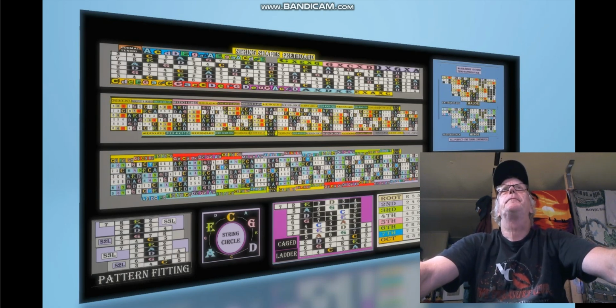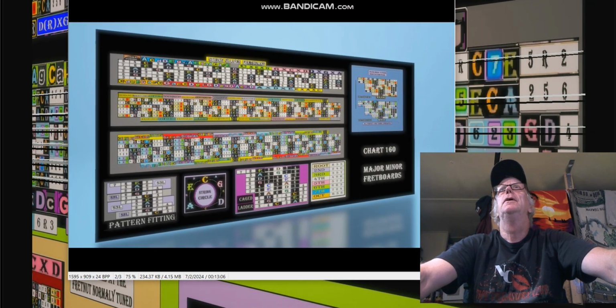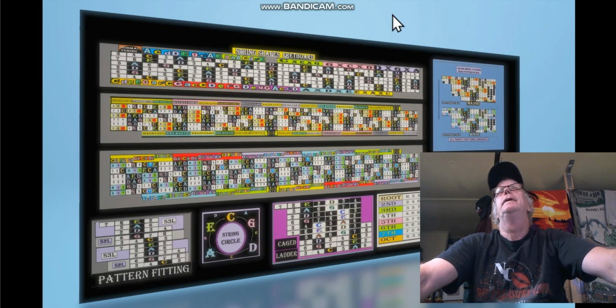And this is the 3D of chart 160. I hope it doesn't shrink out on me. Not too bad. Chart 160, major, minor fretboards. That's just a generic name for the chart. I'm sure that it's quite different when we get to the 2D. We'll discuss the major and the minor patterns up here.